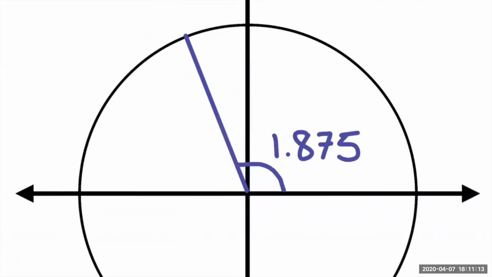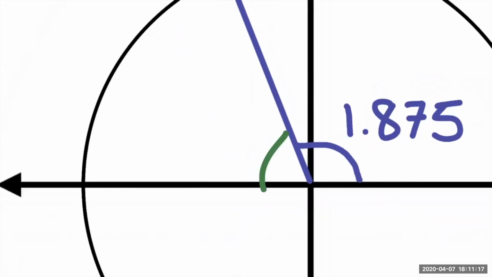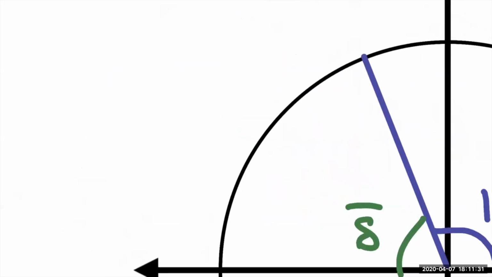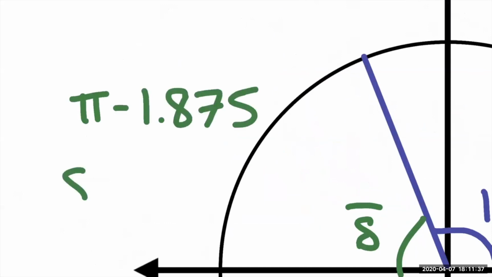What that means is that we need to do just a little more work in order to find our reference angle delta bar. In order to do that, we're going to take pi and subtract off the measure of our angle in blue. So what we're doing here is pi minus 1.875. And it looks like our reference angle delta bar is equal to 1.267.